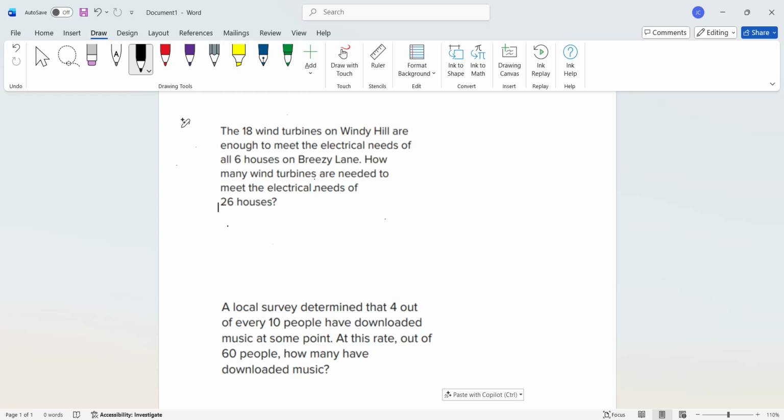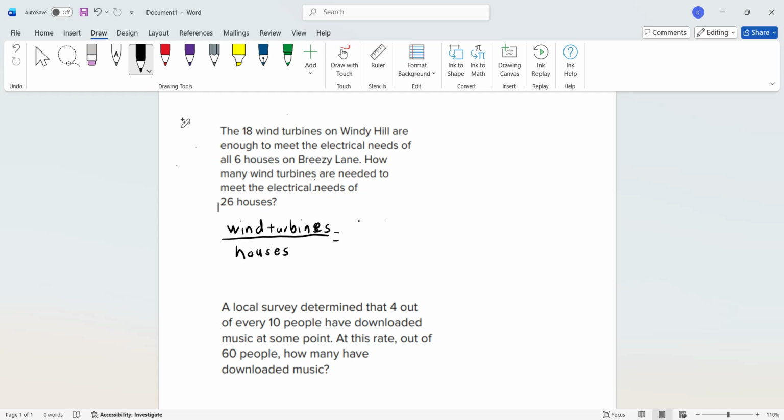So, right now I'm looking at, we'll say, wind turbines compared to houses. Now you can sit here and say, "Oh my gosh, why do I have to write all this? It's a waste of time." It really isn't because it's helping us to set up our problem. So when I look at the problem, I want to set up my proportion as wind turbines to houses.